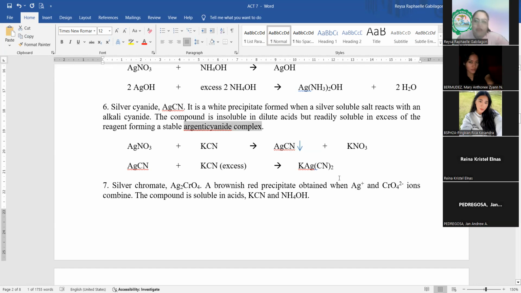It's a complex because there are three. Two metals, and then another one that is negatively charged. In this case, it's the cyanide.